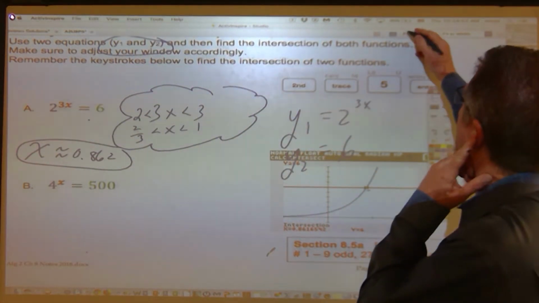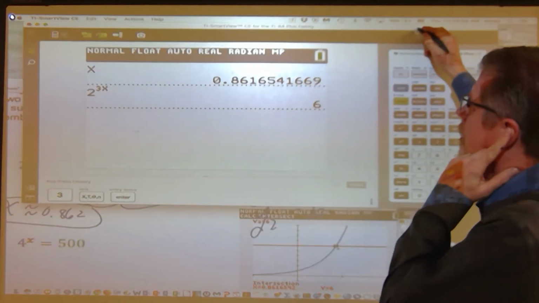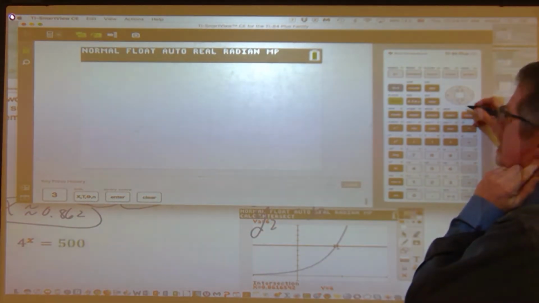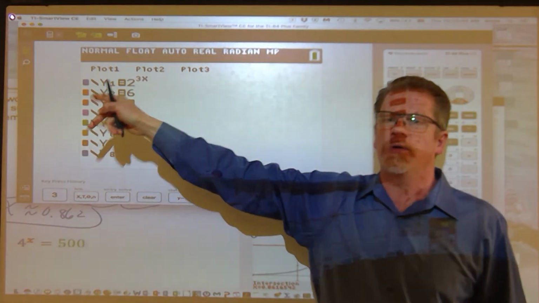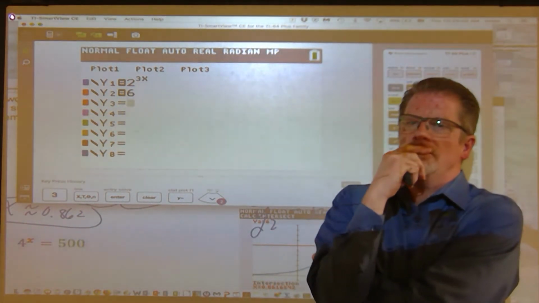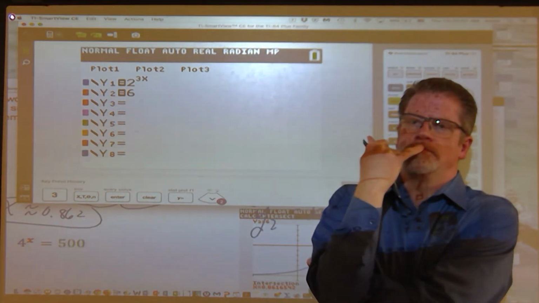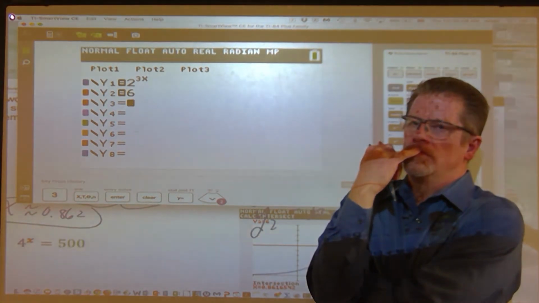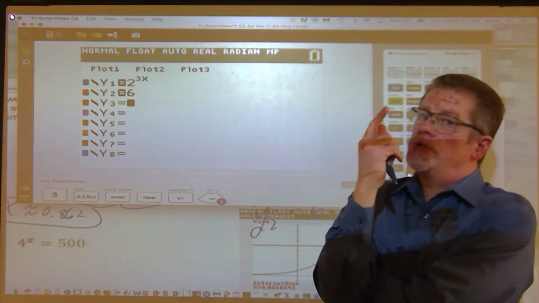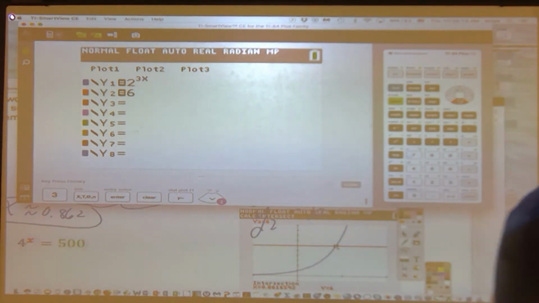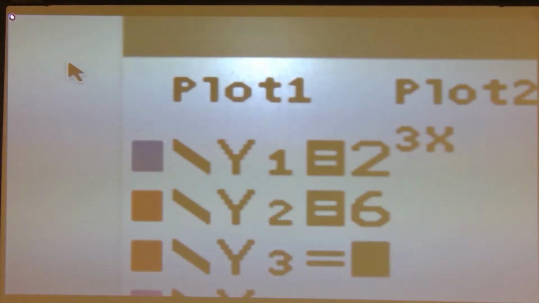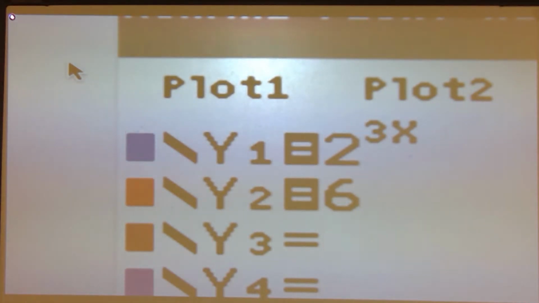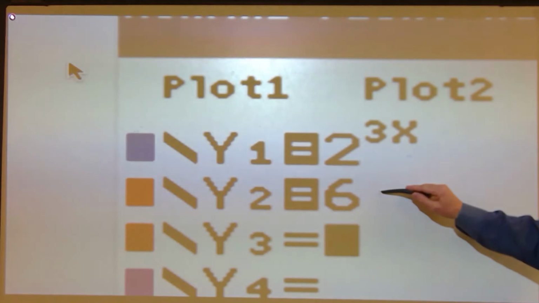Some of you have notified me of the awkward reality that your answer is not coming out the same. To which I would ask you, when you go to the y equals menu, what do you have for y1? What do you have typed in for y1? Is it 2 caret 3 to the x or 2 caret 3x? So using the zoom feature, see if the zoom feature still works. So is this what your y1 looks like? Is this what your y2 looks like? Yeah.